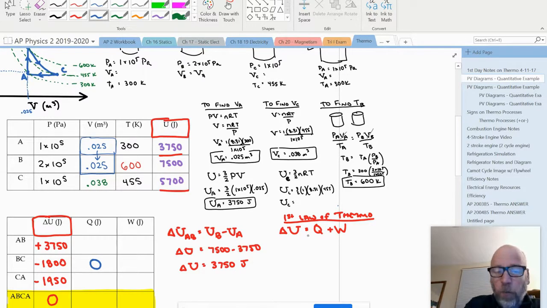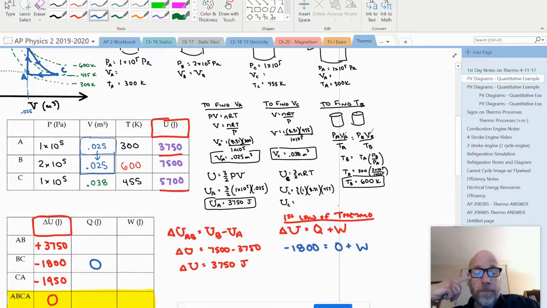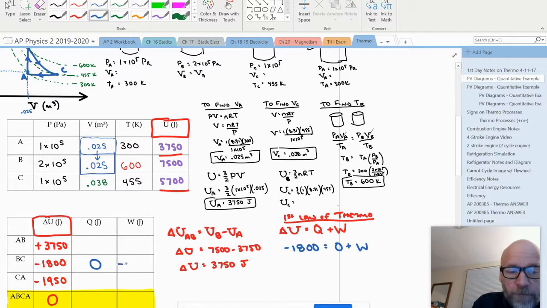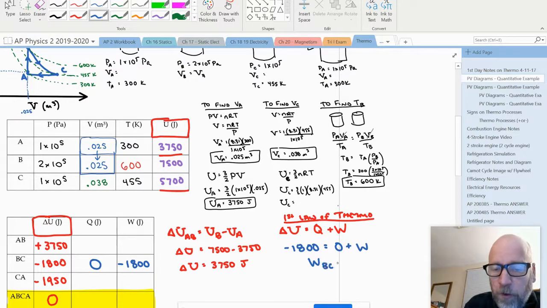Now, to find the work for process, let's say BC, I'm going to show it anyways. If we take BC, which is negative 1,800, equals 0 plus the work, what's the work going to be during process BC? That's right, negative 1,800 joules. Okay, picking off the low-hanging fruit here.